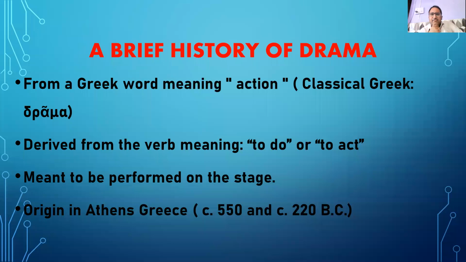The origin of drama in Greek literature: it originated in one of the famous cities of Greece, rather the most advanced city at that time, that is Athens. It is there in front of you. It originated in Athens, Greece, between 550 and 220 BC. I hope you understand what is BC and what is AD, and why it is not 220 to 550. It is 550 to 220 BC. I hope you understand this. If you are not able to understand this, you can discuss it with me individually in your WhatsApp group.